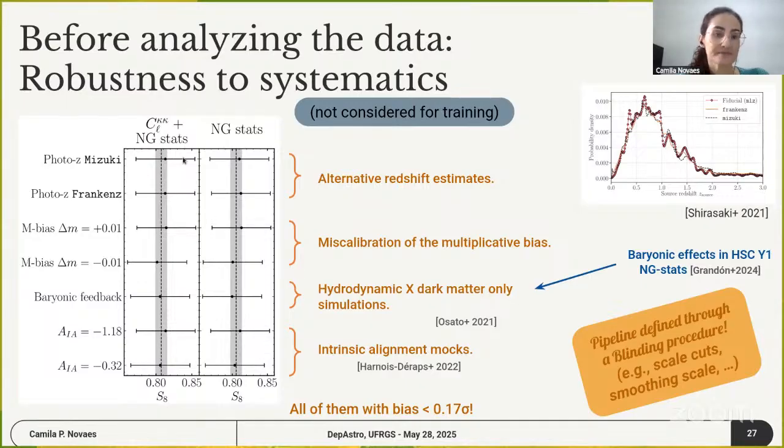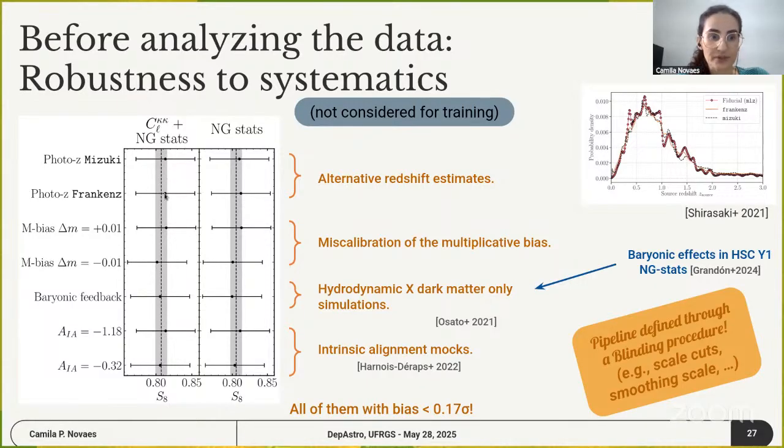So here we focus on this one where we combine everything, all the summary statistics. And when we apply our trained model to a new set of simulations, including these systematics, we see that the bias introduced in the S8 value is not larger than 0.17 of the 1 sigma deviation obtained from the simulations. So here you can see as black dots the S8 estimated for each of the cases and the 1 sigma deviation.